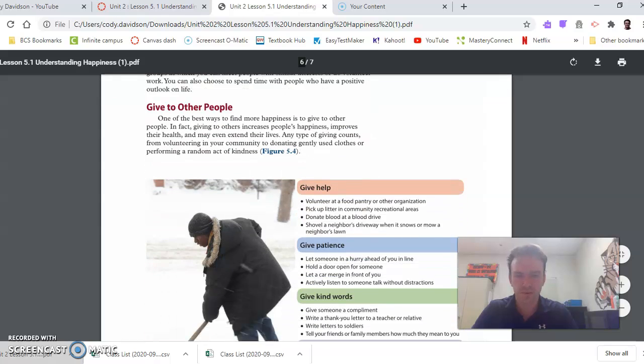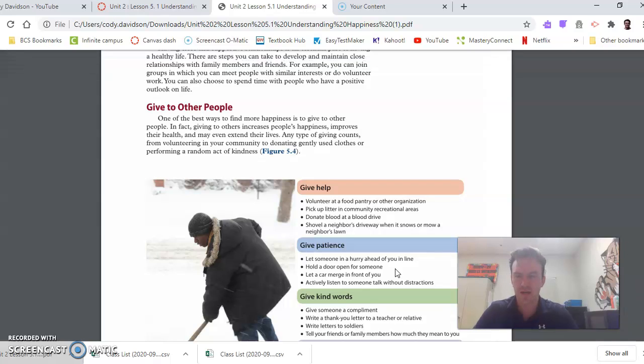Give to other people. Give help. Volunteer. Pick up litter in the community. We talked about this in community health. Donate blood. Give patience. Let somebody in a hurry ahead of you in line if they're trying to get out of there. Be nice there. Hold a door open for someone. Let a car get in front of you on the highway. That's nice. Save them some anxiety.